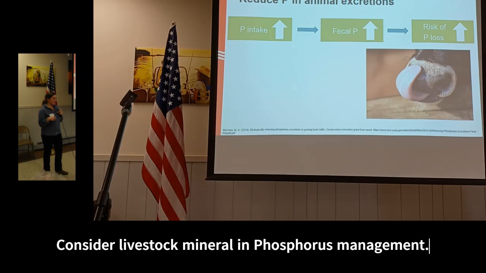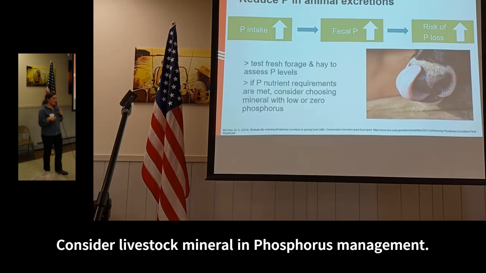So soil test levels can be a fair indicator of the amount of phosphorus that you have in your forage, but to get an accurate picture, you want to test that fresh forage, and also be sure to test hay too, because depending on the maturity of the plant, they can have different phosphorus levels, and you want to make sure that your animal's need is being met all year. If these requirements are met, consider choosing a mineral low or zero in phosphorus. Or if you're using a custom mineral mix, it might be a good time to check in with your supplier to see if there's phosphorus in there. So it might save a little bit of money and also reduce some of that phosphorus source in your system.